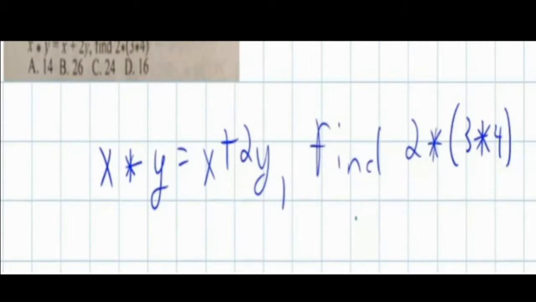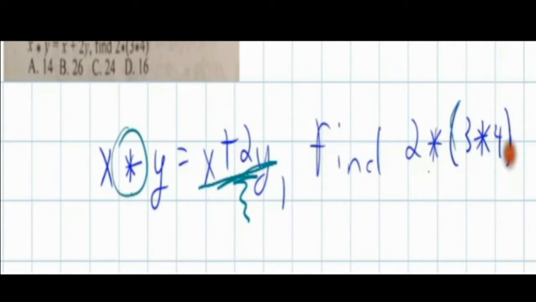Question 21 says if a binary operation star is defined by x star y is equal to x plus 2y, find 2 star times the quantity 3 star 4. So imagine that you just crossed into another world of math, and in this world they use this symbol. And this symbol always means to do this. This you are used to. So they want you to find what 2 star times the quantity 3 star 4 is.